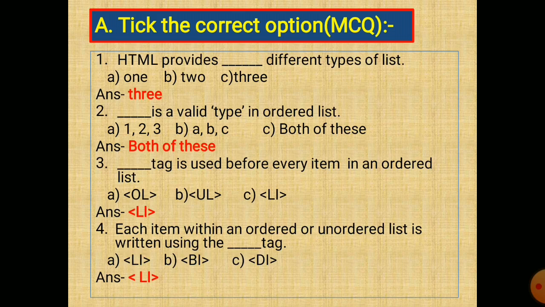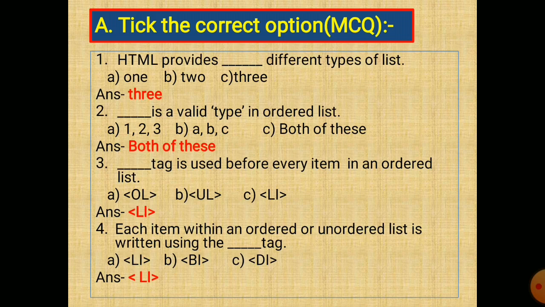Second one: dash is a valid type in order list. Students, in order list we can write alphabetical order as well as numeric order. That's why both of these are correct, so the answer will be both of these. Please mark it. Third: dash tag is used before every item in an order list. Which tag do we write before writing any item? OL tag we write to start the order list, UL tag to start the unordered list. So here we will write the li tag, list item. This tag should be there before each item.